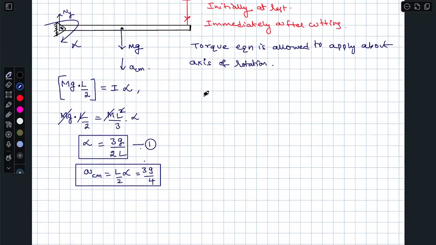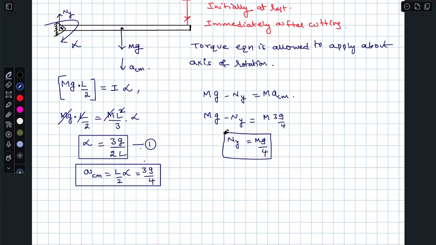And not only that, you have a CM. So mg minus N is m a CM. mg minus N is m times 3g by 4. So N is mg by 4. Okay, this comes under the application of the torque equation.